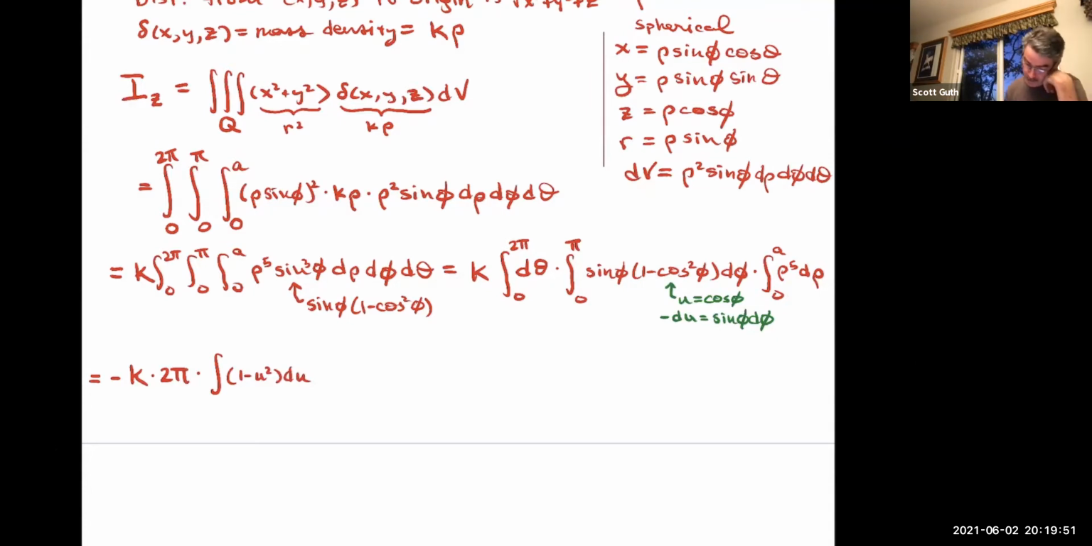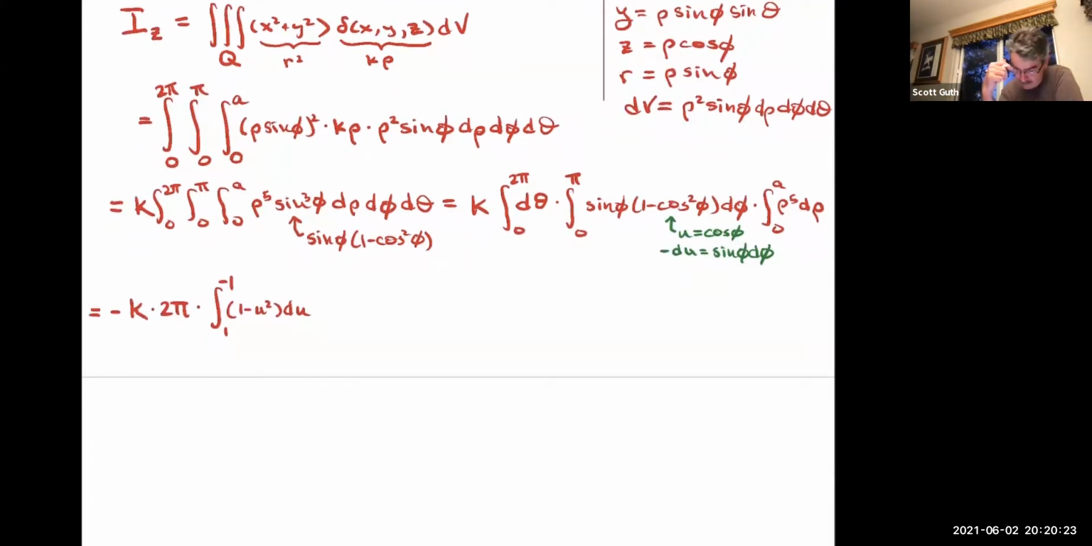So when phi is 0, u is cos of phi, which is cos 0, that's going to be 1. So we'll put a 1 here as the lower limit. And when phi is pi, u is cos phi, which is -1. So again, whenever that differential comes out negative, you can expect the limits to get flipped. It just kind of reminds me of the Jacobian. When a Jacobian comes out negative, your region's been turned upside down. Somehow it gets reflected through itself.